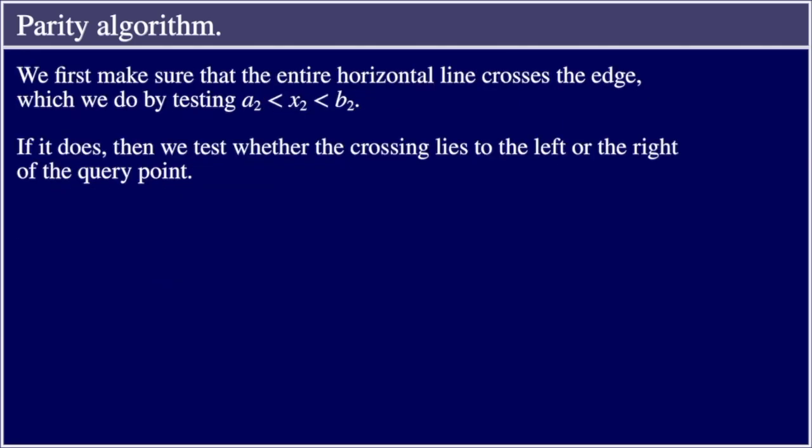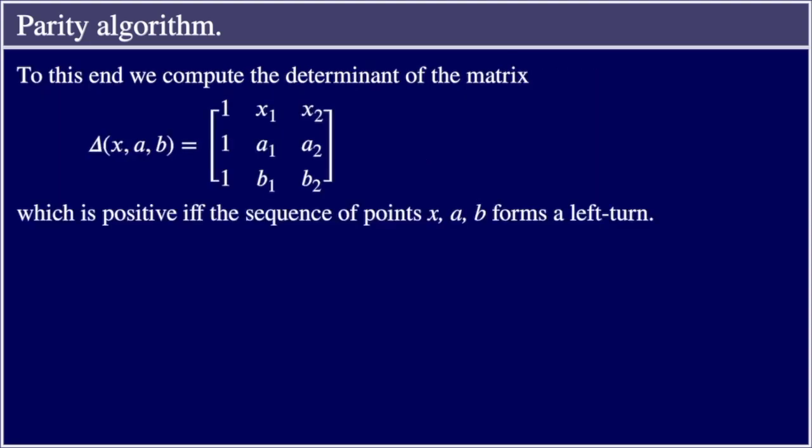We first make sure that the entire horizontal line crosses the edge, which we do by testing A2 less than x2 less than B2. If it does, we test whether the crossing lies to the left or to the right of the query point. To this end, we compute the determinant of the matrix delta of x, a, b equal to the matrix [1, x1, x2; 1, a1, a2; 1, b1, b2], which is positive if and only if the sequence of points x, a, b forms a left turn.